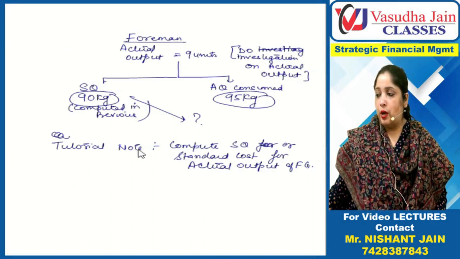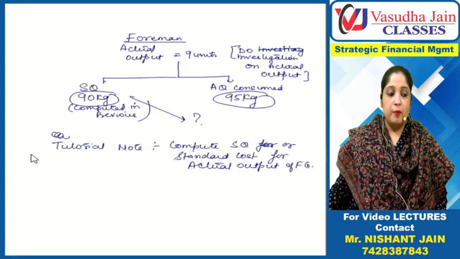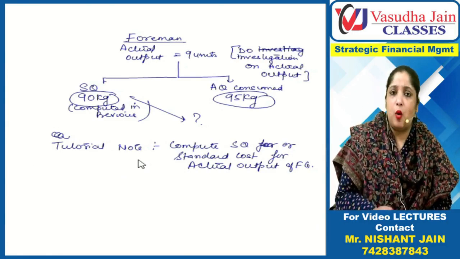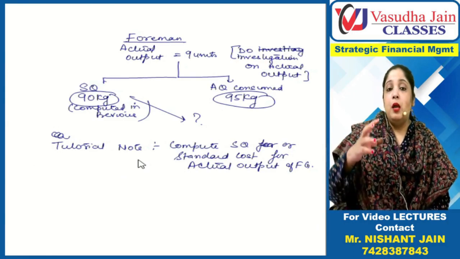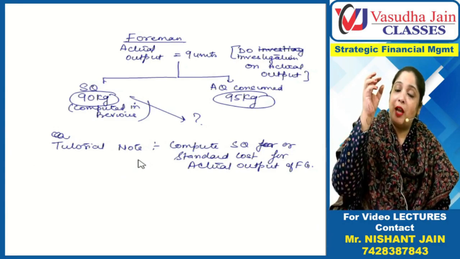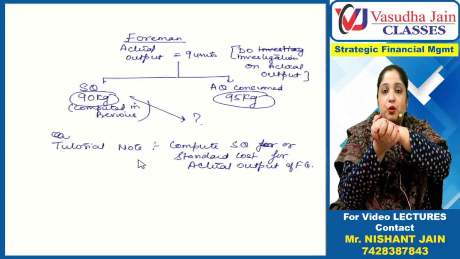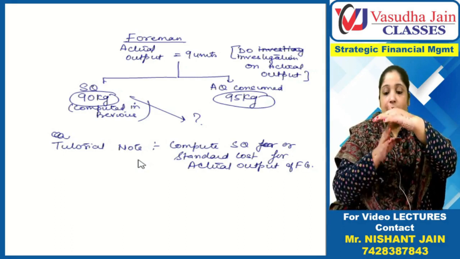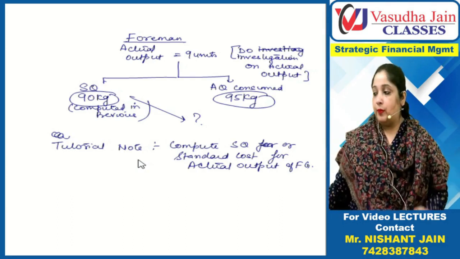This tutorial note is required to be written. If you want to write down this also, you can do so. But the main thing is the tutorial note that for computing standard quantity or standard cost, always look up to the actual finished goods which have been produced, not the budgeted finished goods. For actual finished goods, you have to compute two parts: what cost should have been incurred and what cost has been incurred.